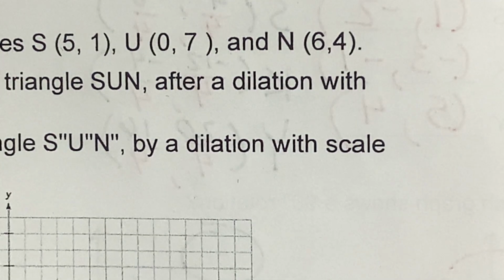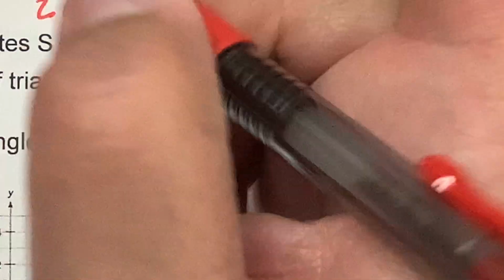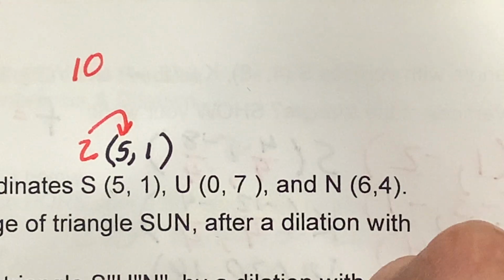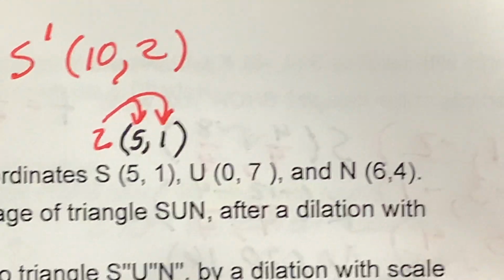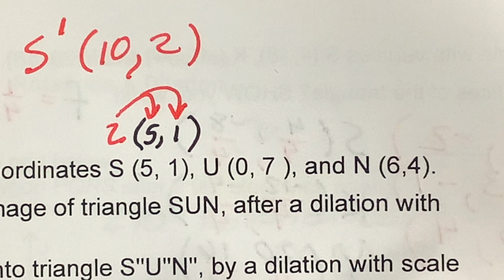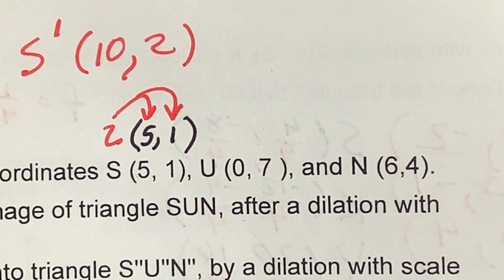So I'm going to come right back up here, and I am going to multiply everybody times 2. So 2 times 5 and 1. Let's see. 2 times 5 is 10. Oh, can you do that? 2 times 1 is 2. So this new point, S prime, is at 10, 2. Well, that's a different way to do it, old woman. Yeah, I know. I do things a little differently sometimes.